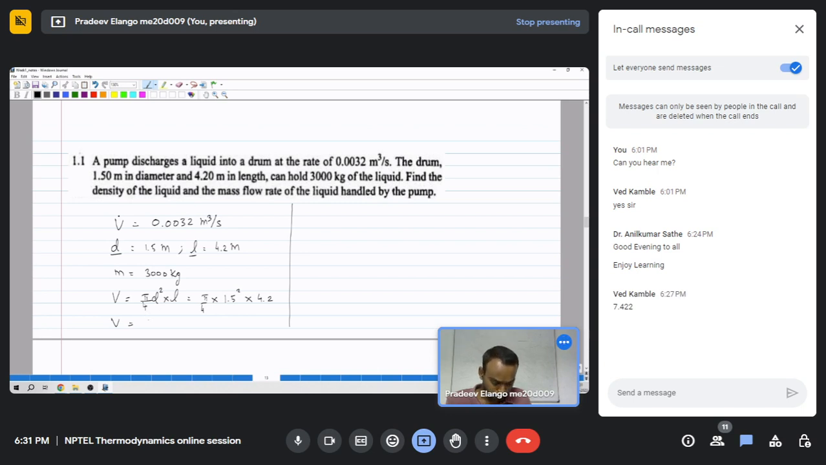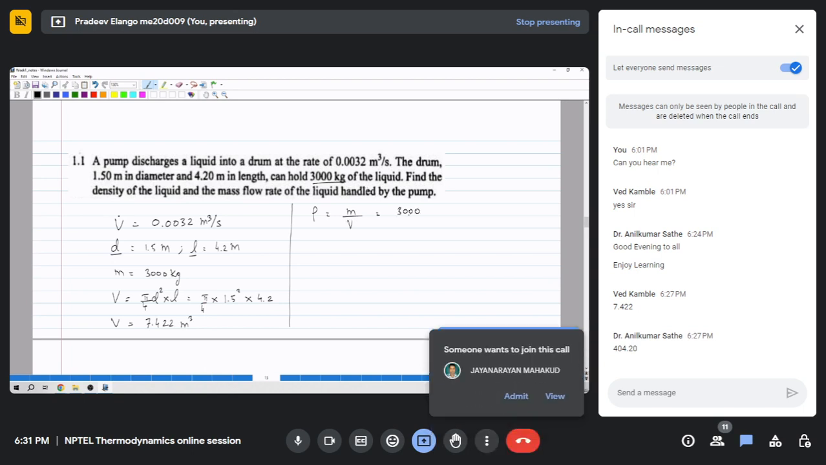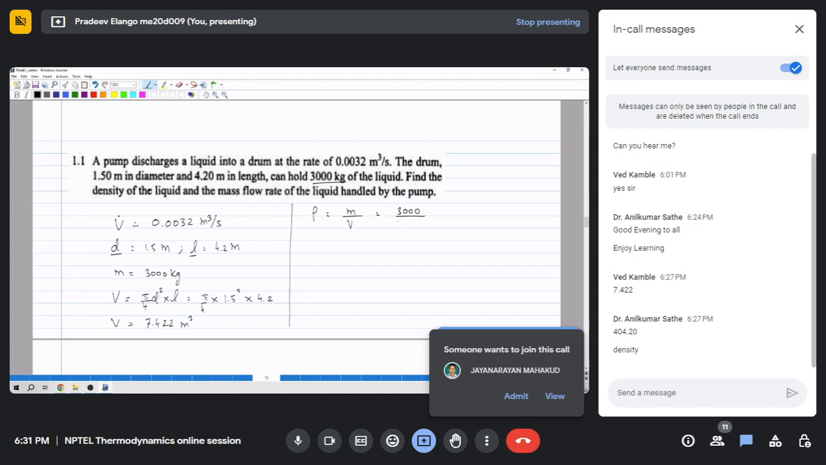Yeah, 7.422 meter cube is correct. And then we can find the density. Density is mass by volume. Mass is given as 3000 kg divided by volume, 7.422.